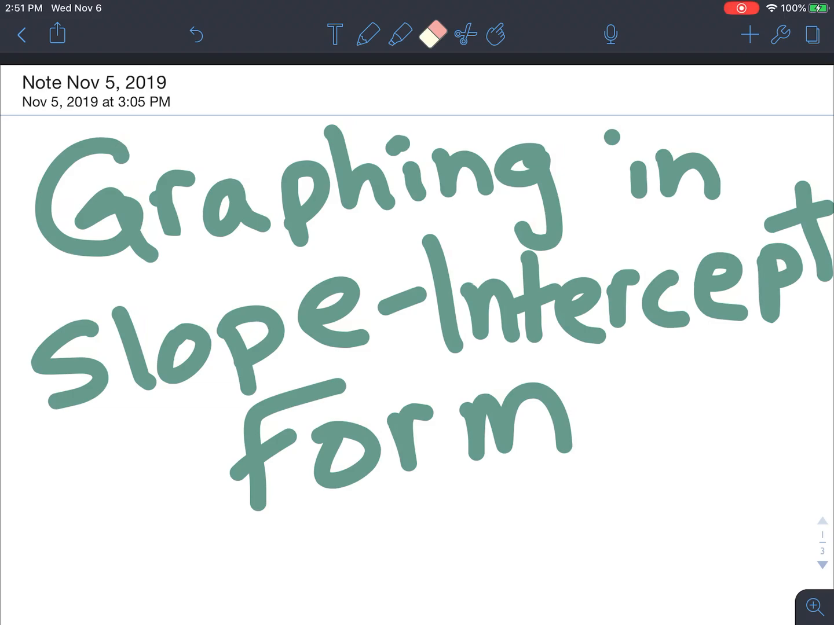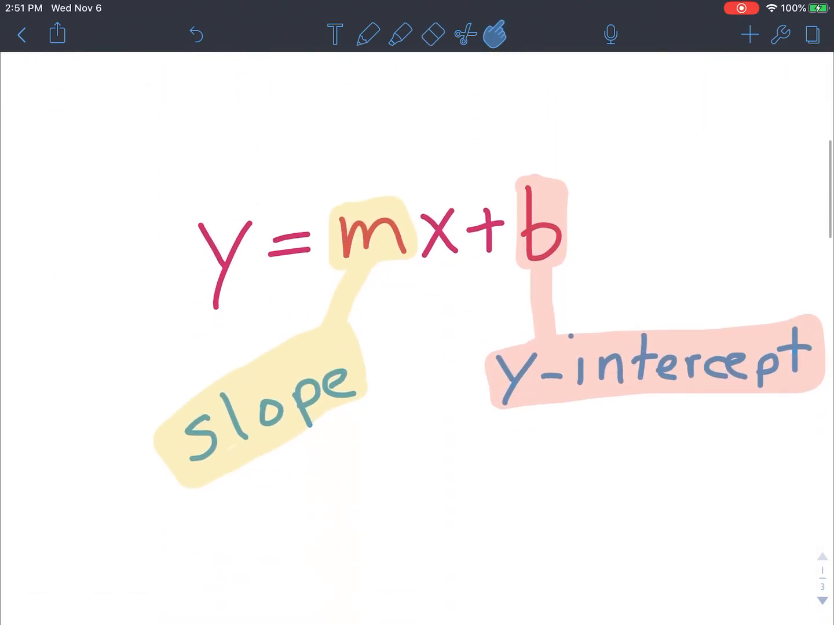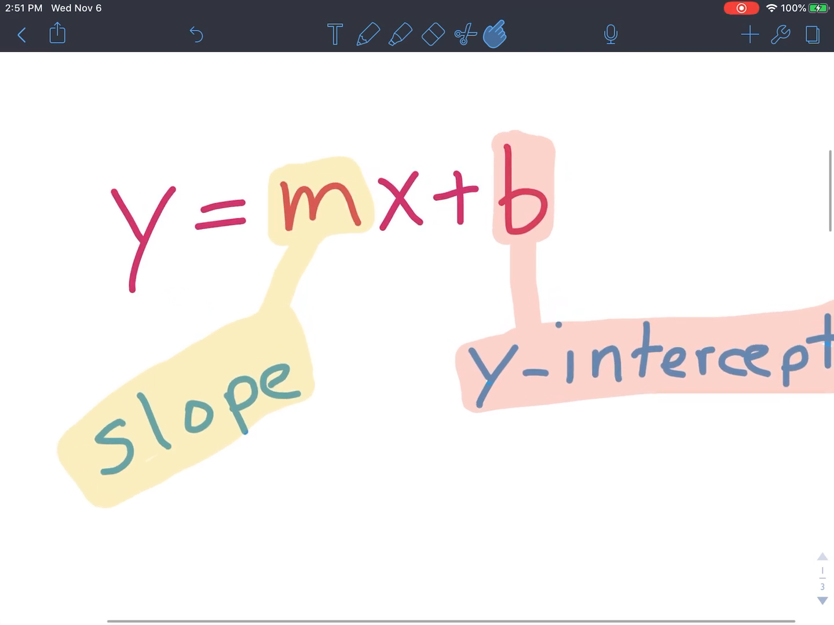Hey everybody, today we're looking at graphing in slope-intercept form. We already talked about slope-intercept form. We already kind of know what it is. We know it's this right here, y equals mx plus b. And in particular, we know that this m stands for the slope.